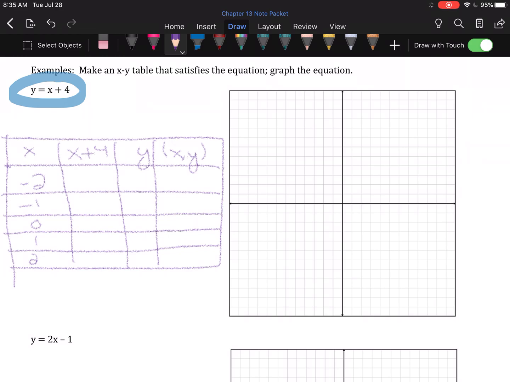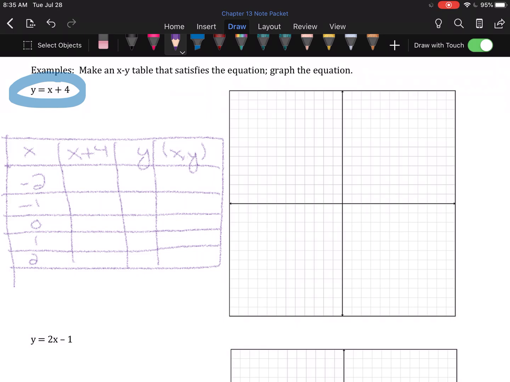You may occasionally need to choose different numbers. You'll know to choose different numbers if there's a fraction with X. Instead of choosing -2, -1, 0, 1, and 2, you would want to choose multiples of the denominator. And you can ask me about that when it crops up.